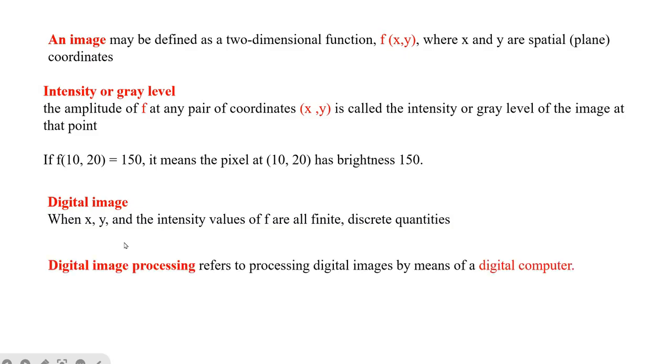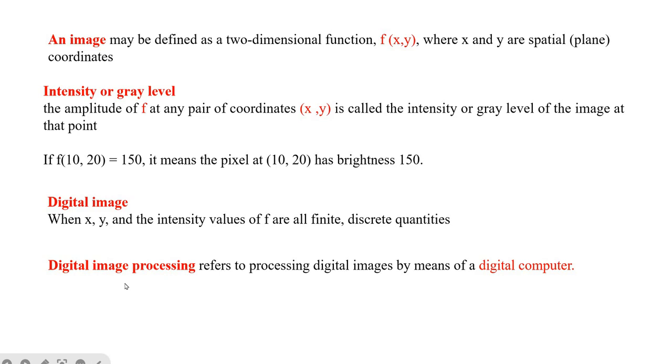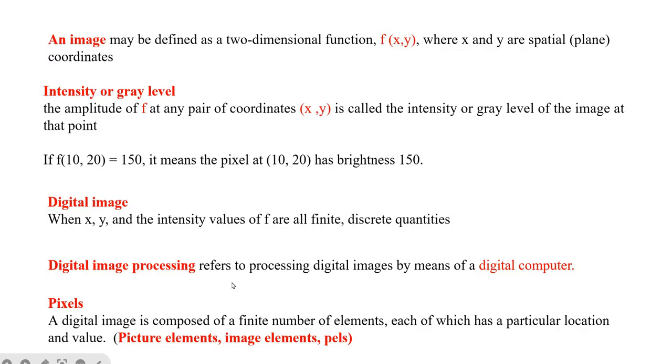Next comes digital image processing. Digital image processing refers to processing images by means of a digital computer. That is, we use a digital computer in order to process or enhance the images. We perform tasks like removing the noise, improving the sharpness, detecting the edges, recognizing the faces, and so on.